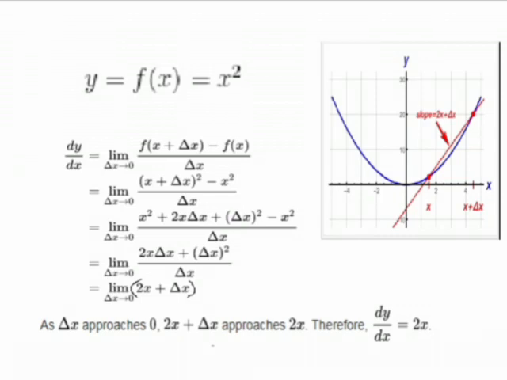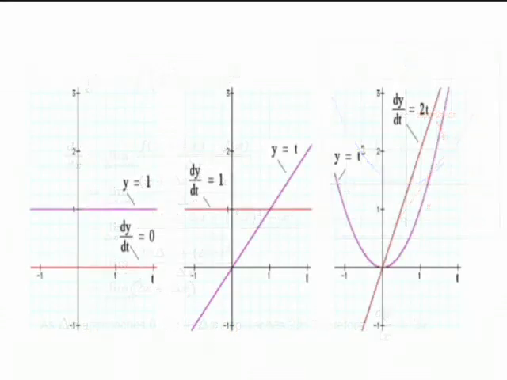Suppose you take y equal to x. What is dy by dx? 1. Okay. For y equal to a constant, dy by dx is 0.